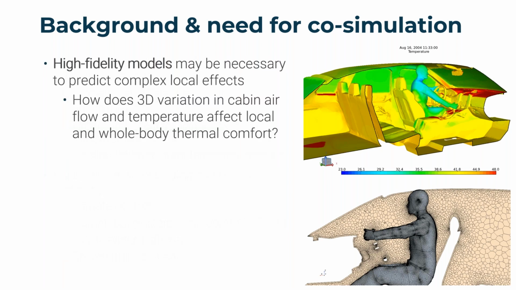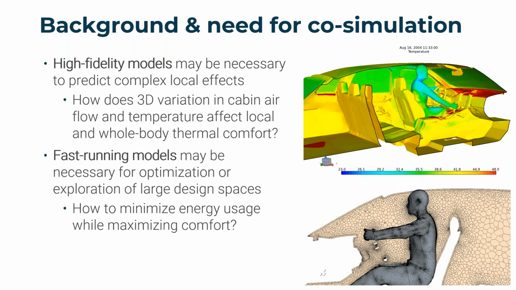So again, at certain times when looking at an application like this, you might need high fidelity models to look at complex local effects. The common example around a cabin would be looking at how does the local 3D variation in the cabin air temperature and the flow field affect things like either the local or whole body thermal comfort, the occupant's perception of that cabin. And to do that, we might need a high fidelity CFD model like this slice through a volume mesh we're showing down here, and a good representation of the HVAC system, both its inputs and details like register aim, things like that.